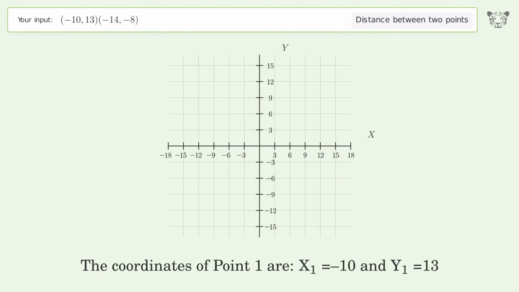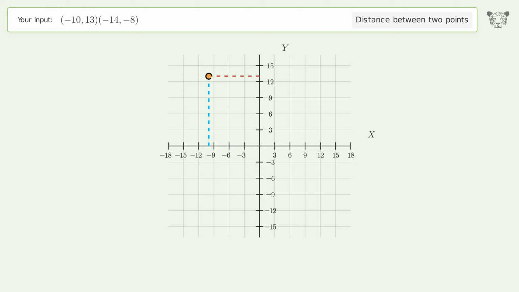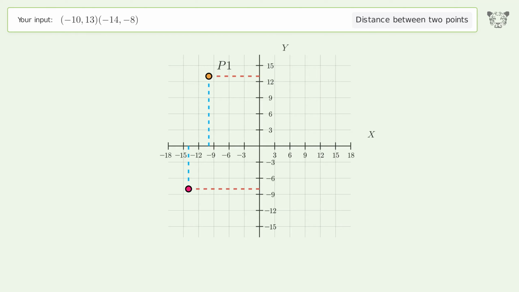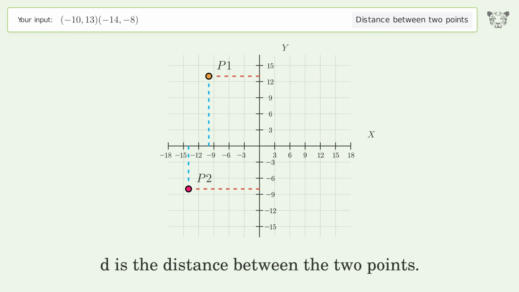The coordinates of point 1 are, x1 equals -10 and y1 equals 13. The coordinates of point 2 are, x2 equals -14 and y2 equals -8. D is the distance between the 2 points.